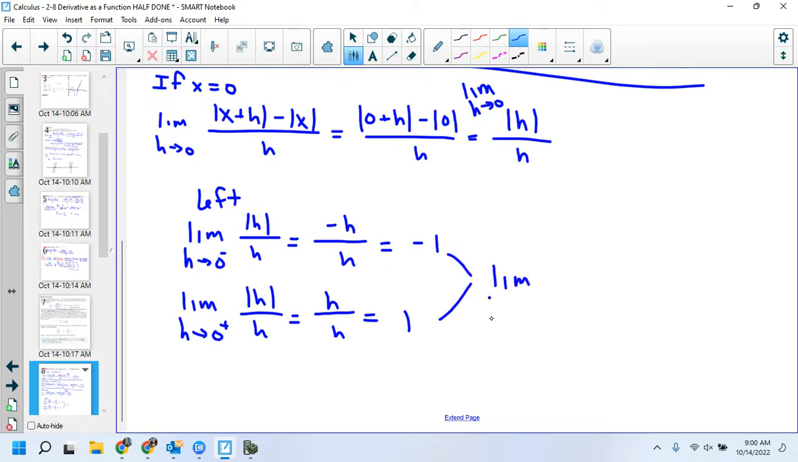The limit as h goes to 0 of the absolute value of h over h does not exist, which says that the limit as h goes to 0 of the absolute value of x plus h minus x over h when x is 0 does not exist. You know what that means? It is not differentiable at 0. The absolute value function is not differentiable at 0.